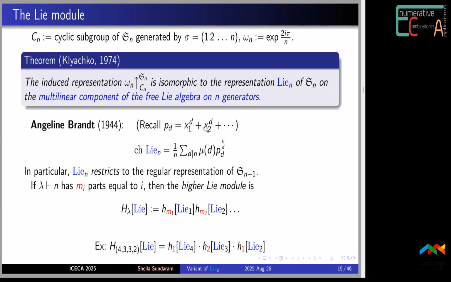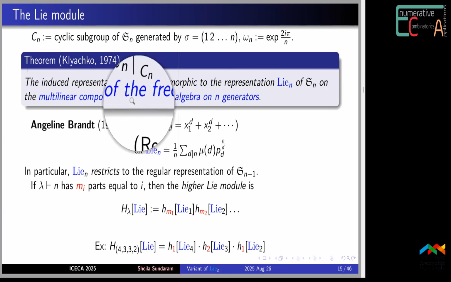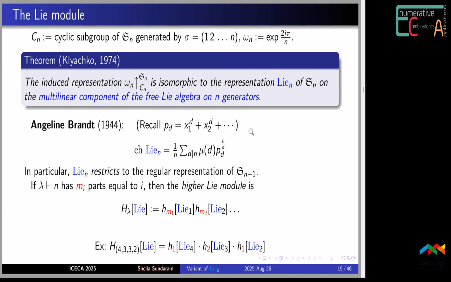Well, in 1974, Klyatko showed that the induced representation that you get when you induce the primitive nth root of unity from Cn to Sn is isomorphic to the representation of the free Lie algebra on n generators, the representation that I called Lie n. So that was pretty amazing.